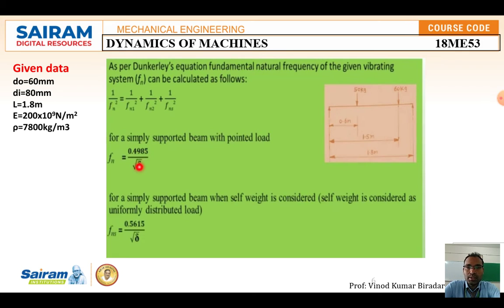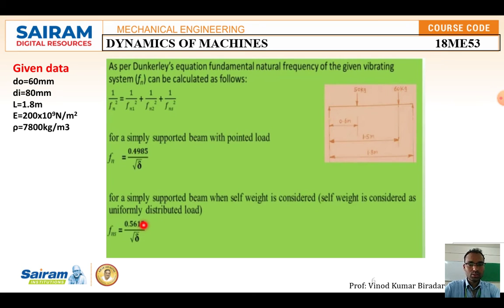0.4987 whole divided by square root of delta. Okay, so already we calculated delta. That is delta 1, delta 2, delta 3. This is the formula for the simply supported beam, and this is the formula for self weight. For a simply supported beam, when the self weight is considered as a uniformly distributed load, f of ns, the formula is going to vary from this to this.